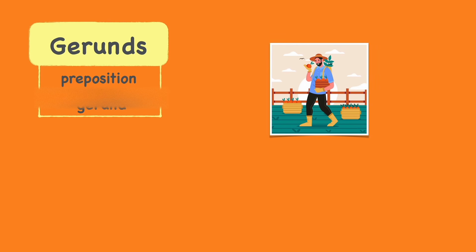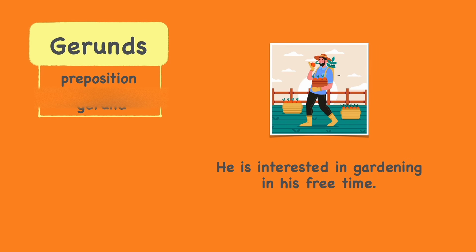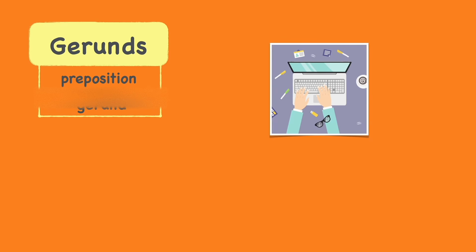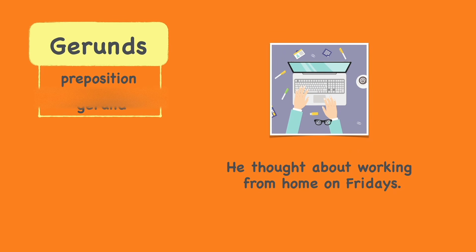After a preposition, we usually use a gerund. He is interested in gardening in his free time. He thought about working from home on Fridays.